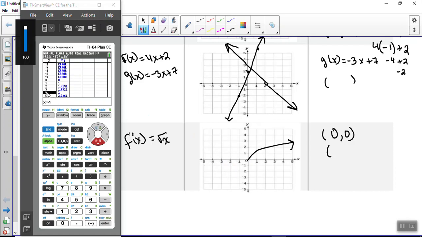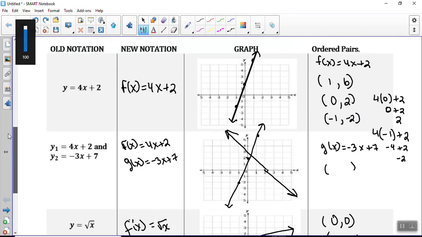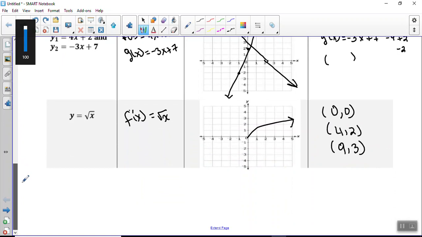But let me just write some coordinates. 4 goes to 2. And go down. Let's see, I'll pick a nice clean one. 9 goes to 3. I could write the decimals, but I'm just going to pick these ones. Okay? All right, so the main thing here I want you to get is how to write functions and function notation and how we use them.